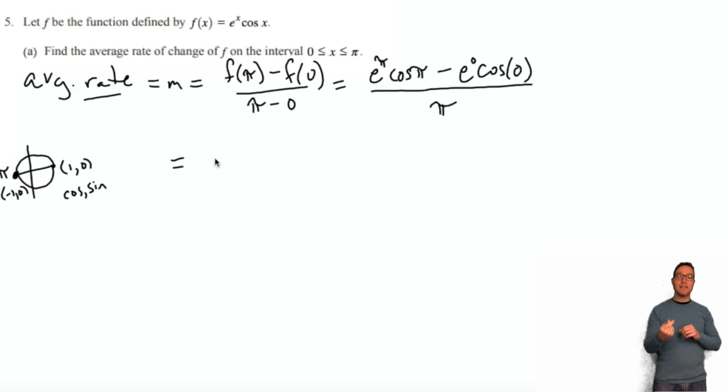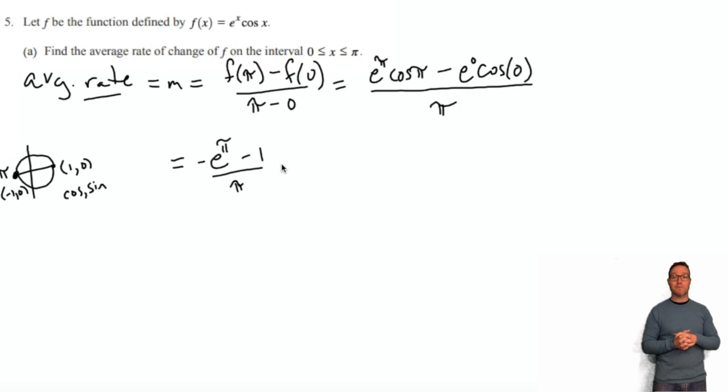So we're going to get e to the pi times -1. I'm going to write that as negative e to the pi. And cosine of 0, you can see, is +1. So 1 times 1 is 1, all over pi. That's your answer. You can leave it like that. That's a good answer. It's a numerical answer.